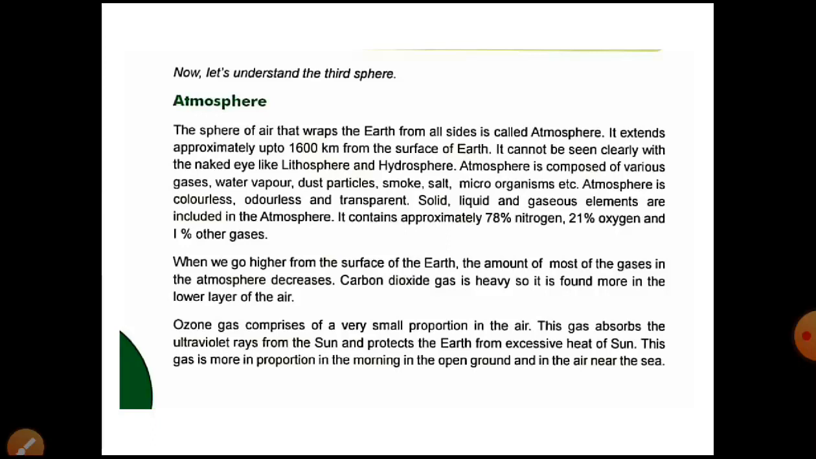Carbon dioxide gas is heavy, so it is found more in the lower layer of the air, near the lower layer of the earth. Ozone gas comprises a very small proportion in the air. The ozone layer, which is one of the important layers of the atmosphere, has a very small proportion. This gas absorbs the ultraviolet rays from the sun and protects the earth from the excessive heat of the sun.